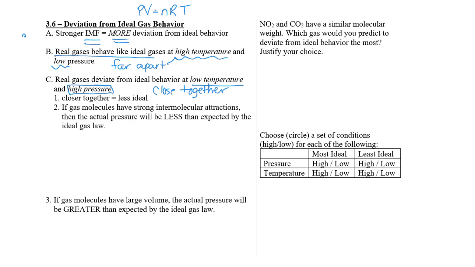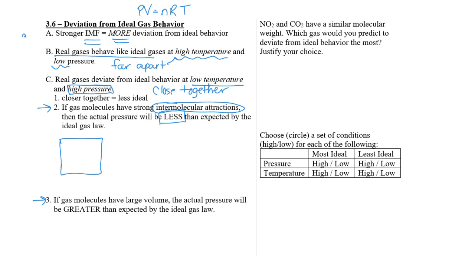Okay, so there's two situations that they'll ask you specifically about on the AP test. You'll get a situation where it'll say, hey, according to the ideal gas law, this is supposed to happen, but the pressure is actually less than expected. And they want you to explain why. If that's the case, your explanation needs to talk about intermolecular forces. So let's look at what that looks like.